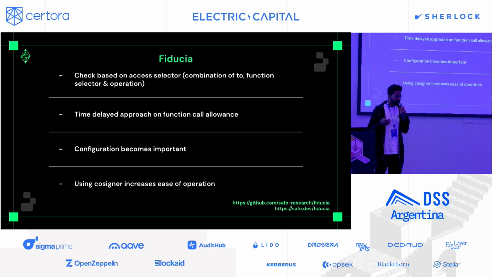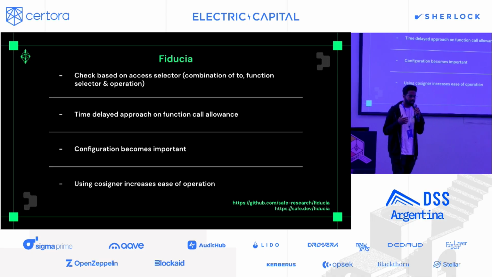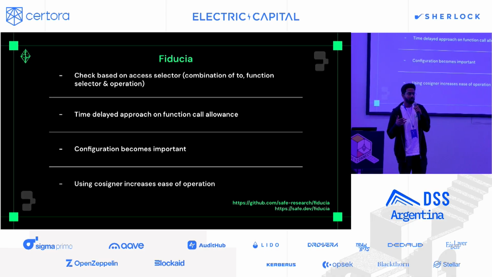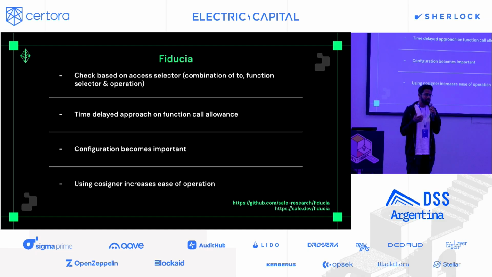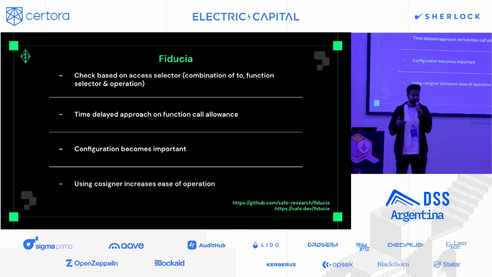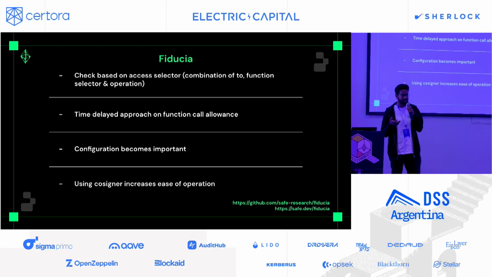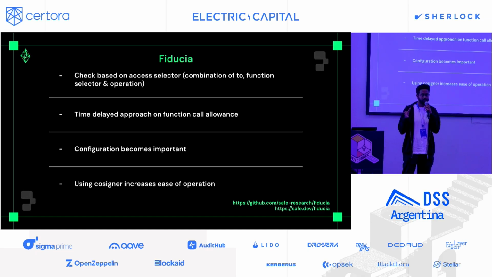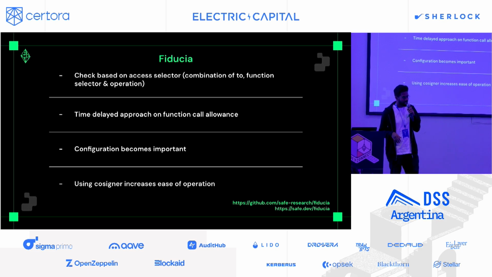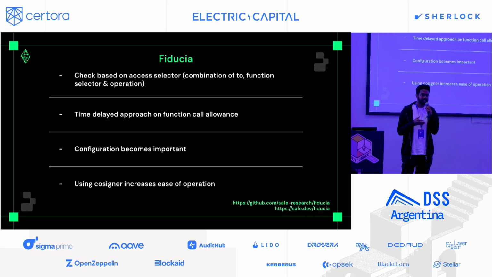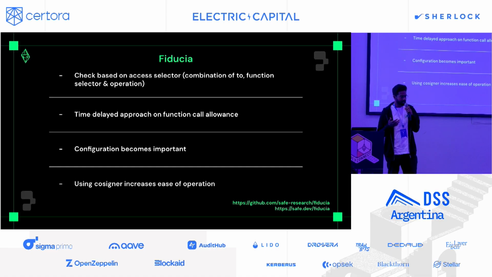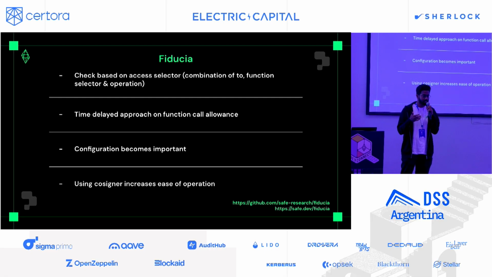The second one is Fiducia. Fiducia works based on an access selector mechanism. Whenever you call a function, you have to specify the to address, the function selector, and a certain type of operation. In this case, it's either a call or a delegate call. So this basically makes a unique set for every transaction. What Fiducia does is that if a particular transaction is not configured, then it is time delayed. So you, as an owner, have enough time to react to any type of transaction which is happening in your Safe, even if you have already signed it.